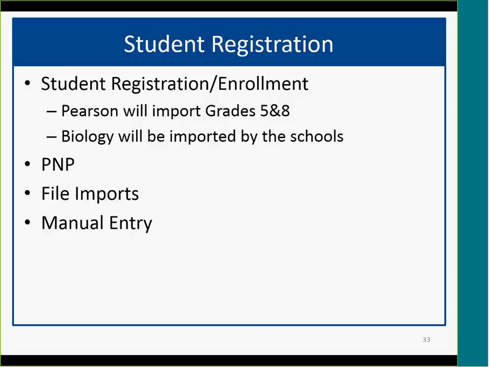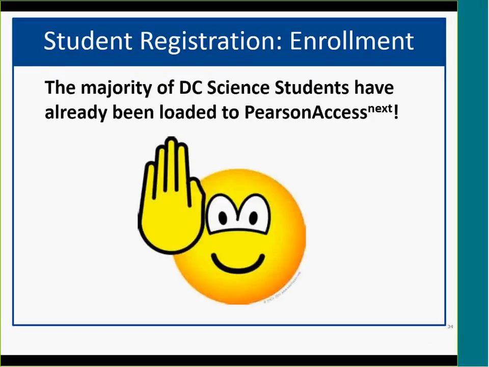As I mentioned earlier, Pearson will be importing registration for grade 5 and 8; biology, however, will need to be imported by the schools. A little bit more specifics about that on the next slide. We're going to look at the PNP, talk about file imports, and then also manual entry to register students in the system.